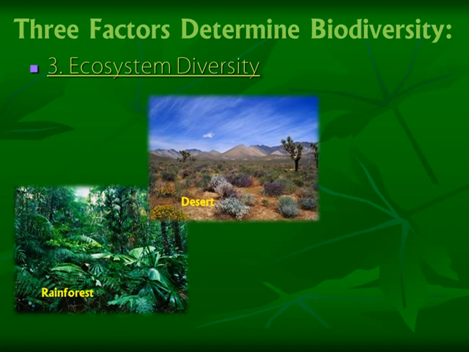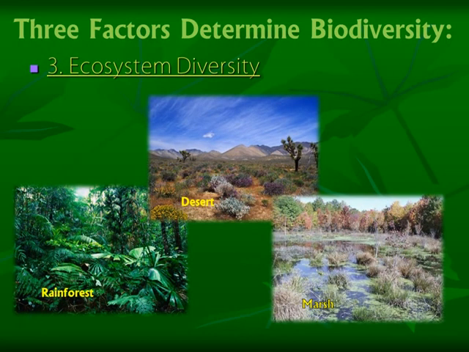Ecosystem diversity is the third factor. Rainforests, deserts, and marshes are different ecosystems. Each ecosystem contains a variety of life forms or species that are adapted to survive within it. These species depend on each other for their survival.